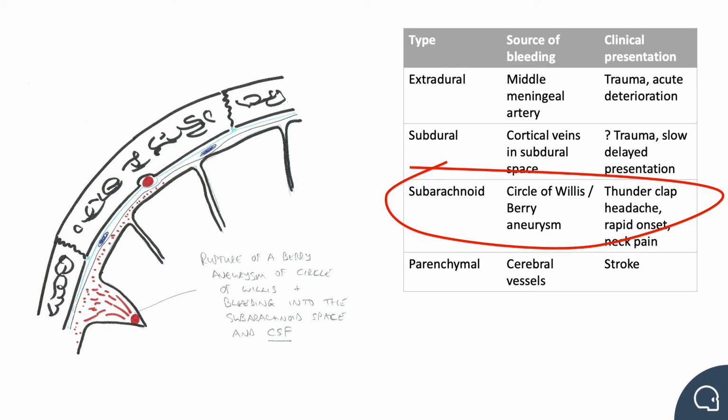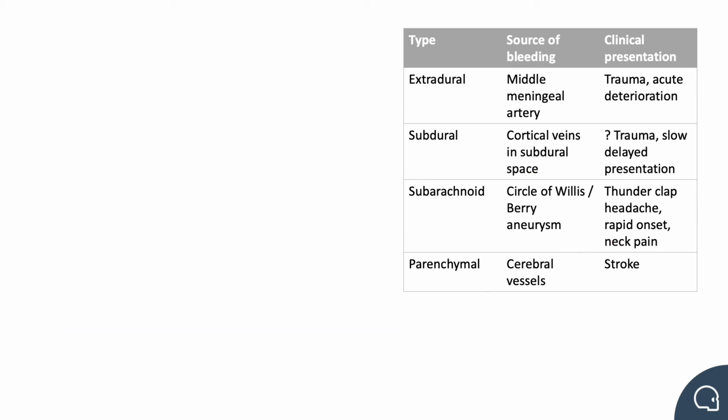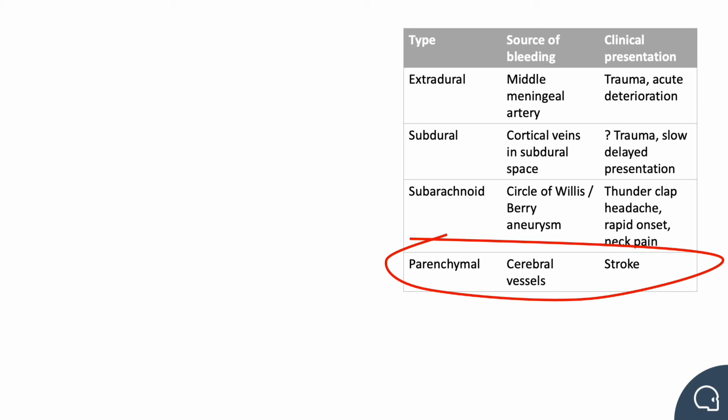The last piece to talk about is the bleeding into the brain itself, with bleeding into the cells, i.e. parenchymal bleeds, often from the cerebral vessels, and tends to be the role of the stroke physician who manages these, and may be combined with the radiologists who may embolize bleeds.